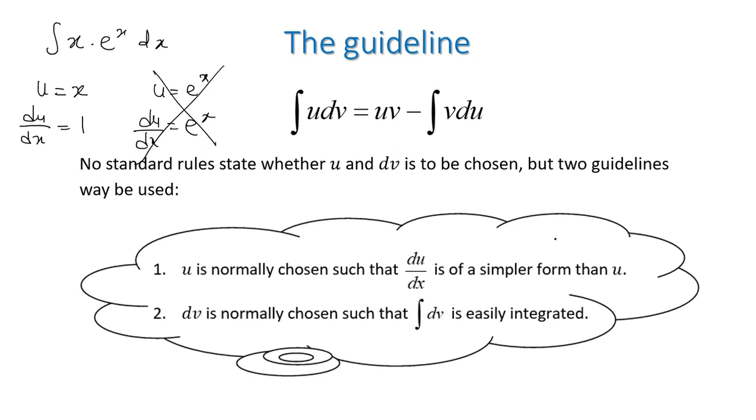Second guideline, if you find it difficult to choose u, you can choose dv. So dv is normally chosen such that integrate dv is easy to integrate. For example, I choose dv equal to x dx. Therefore, I integrate x dx, I can get x squared over 2, is it? Is it easy to integrate?